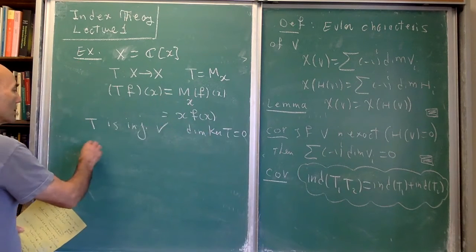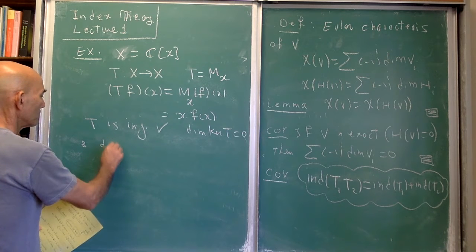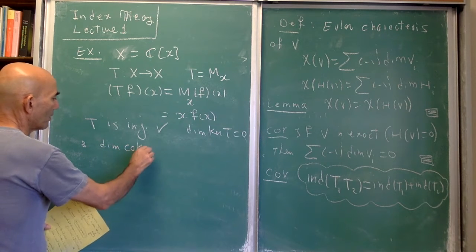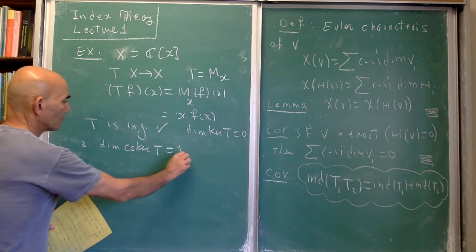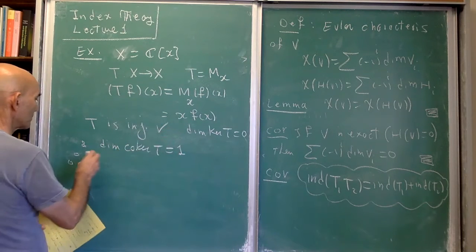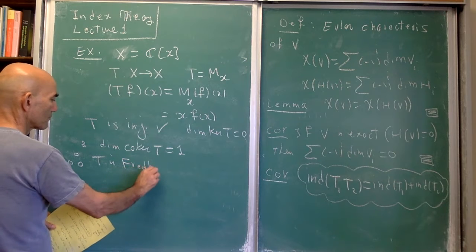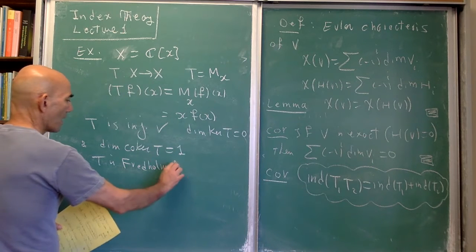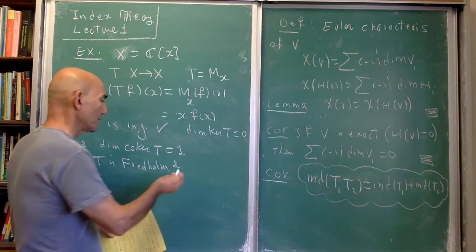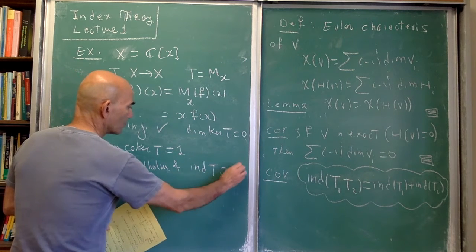So the dimension of the co-kernel of T is equal to 1. So both are finite, so T is Fredholm. And the index of T is equal to -1.